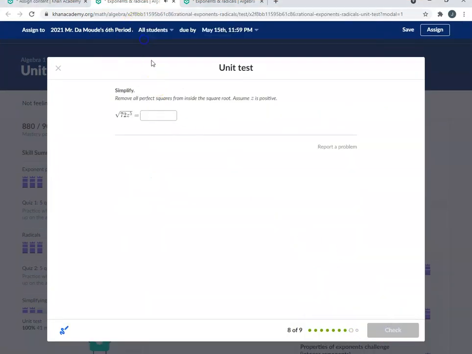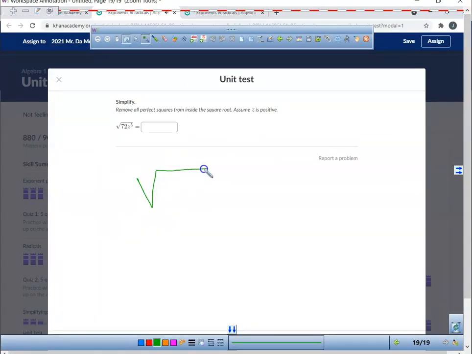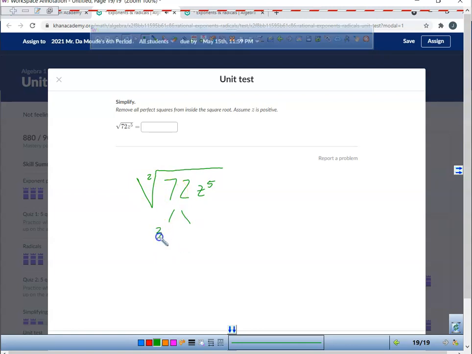All right, so here we have the square root of 72z to the power of 5. Just remember, square roots look for groups of 2, so that index is going to be a 2. Now 72 breaks down to a 36 and a 2, and 36 breaks down to a 6 and a 6, and I'm done.